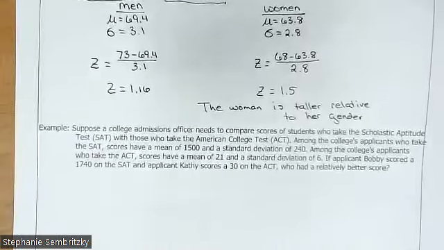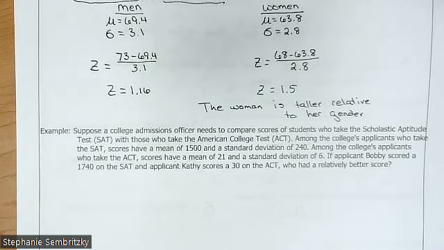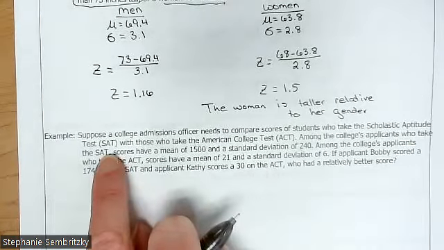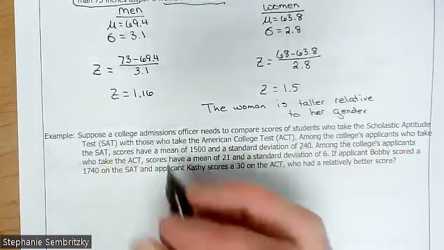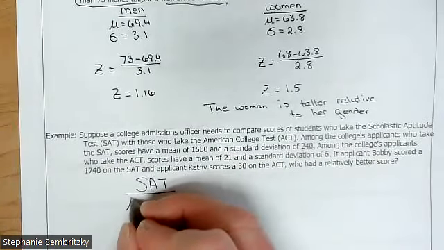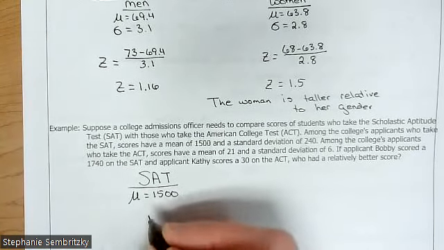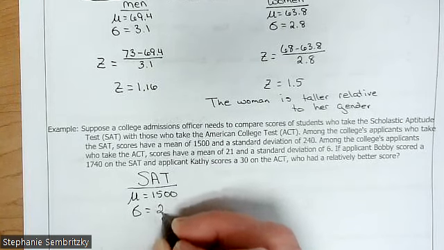Now, another good example of this is college admissions. SAT and ACT scores are on totally different scales. So what if you have one applicant who took the SAT and one applicant that took the ACT? How can you really tell who did better? Well, we use these scores. So SAT has a mean of 1,500. So the average score for all students in the US is a 1,500 with a standard deviation of 240.